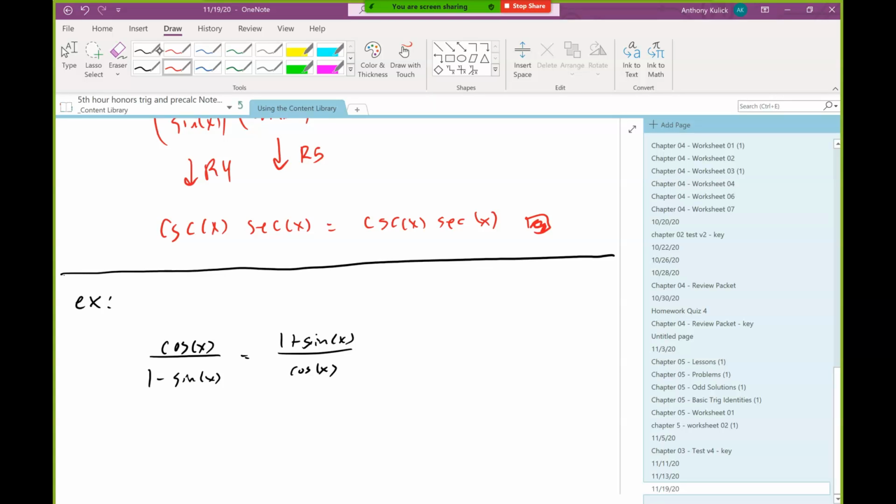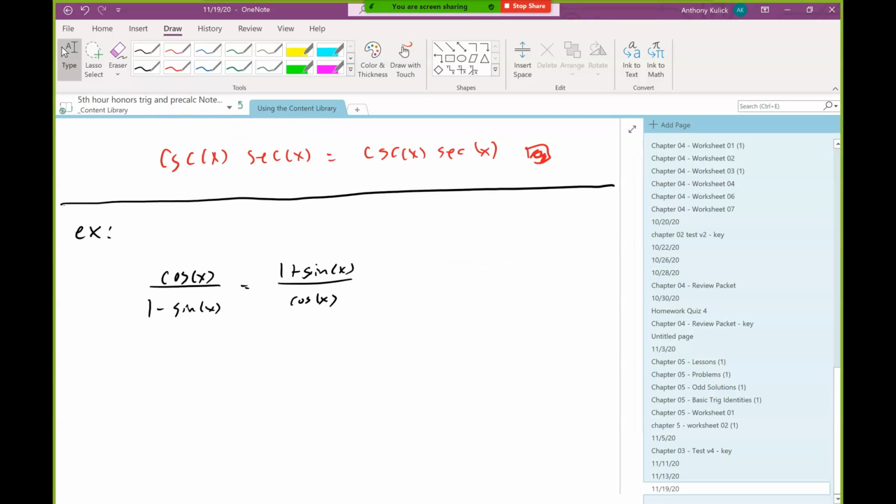You can't do the same thing to the left-hand side, because you can't write cosine x over 1 minus sine x as cosine over 1 minus cosine over sine. On the right-hand side, though, you could write that as 1 over cosine plus sine over cosine, because those have common denominators. So I'm going to work on the left-hand side.